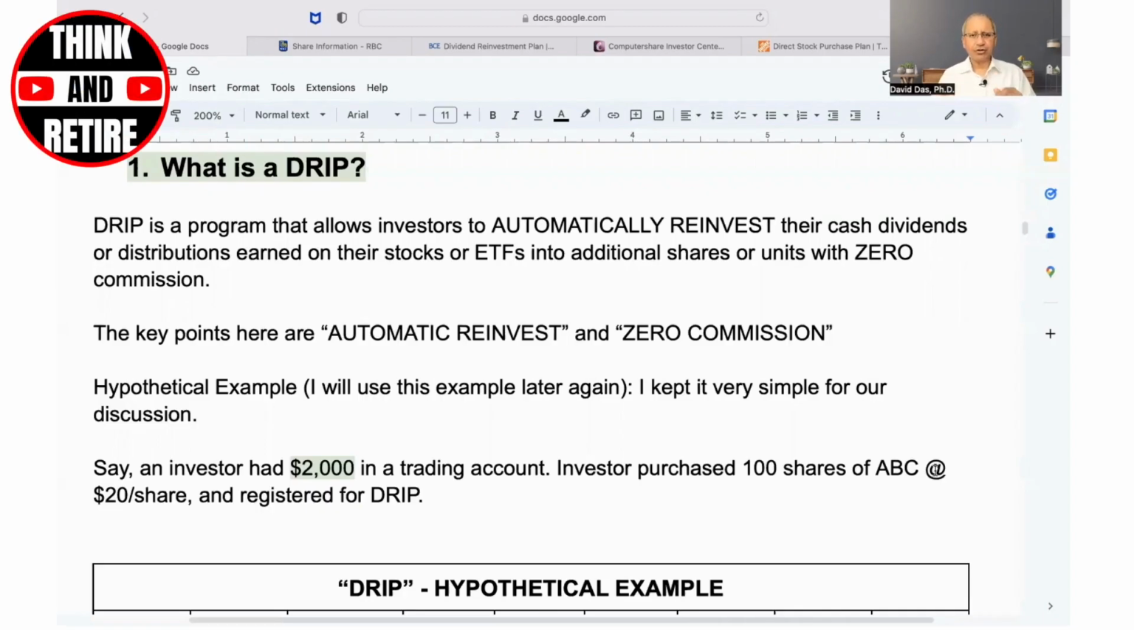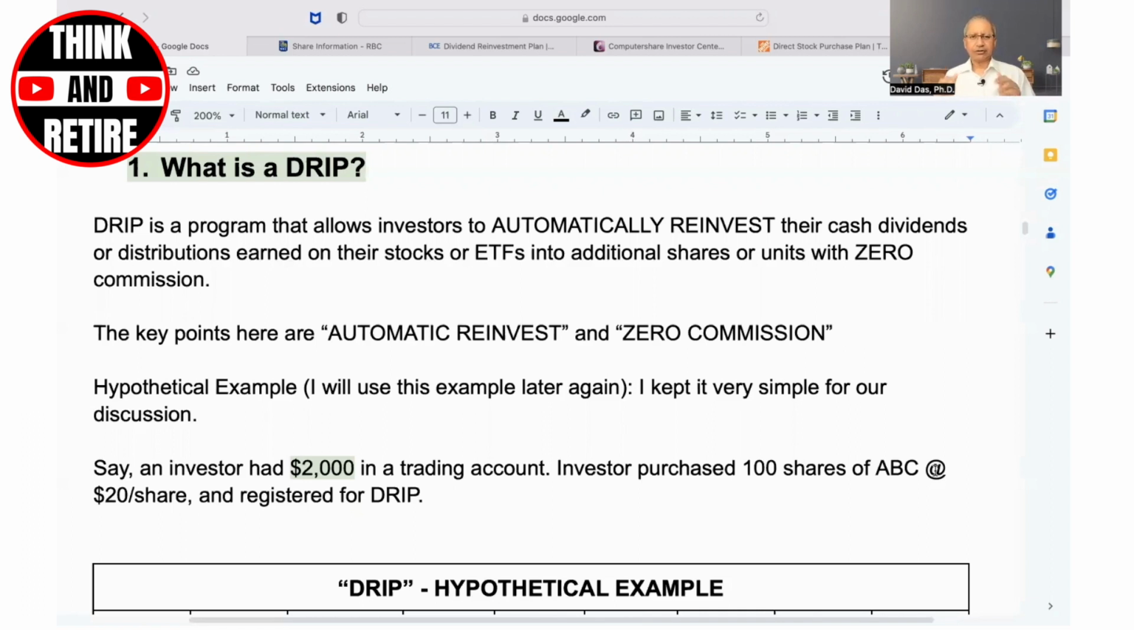What is a DRIP? The DRIP is a program that allows investors to automatically reinvest the cash dividends or distributions on their stocks or ETFs into additional shares or units with zero commission. The most important thing is automatic reinvestment and zero commission. I will use a very simple hypothetical example to explain this.